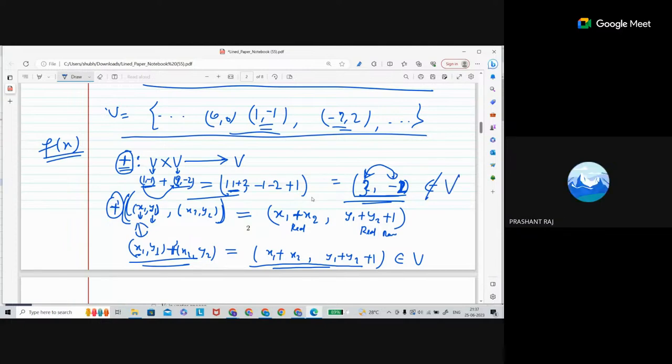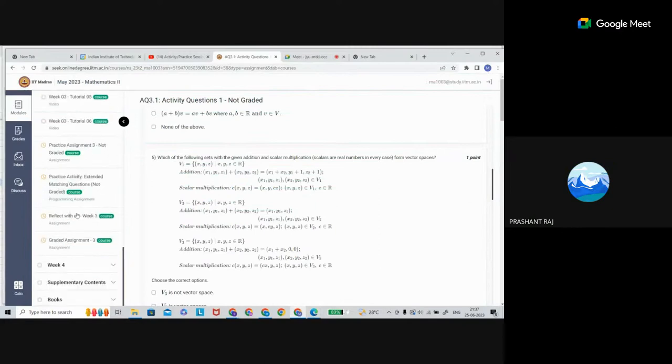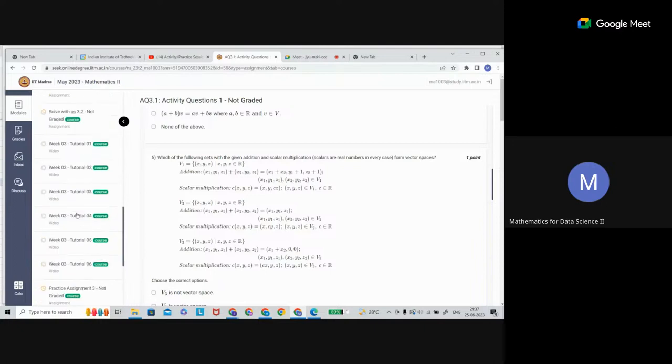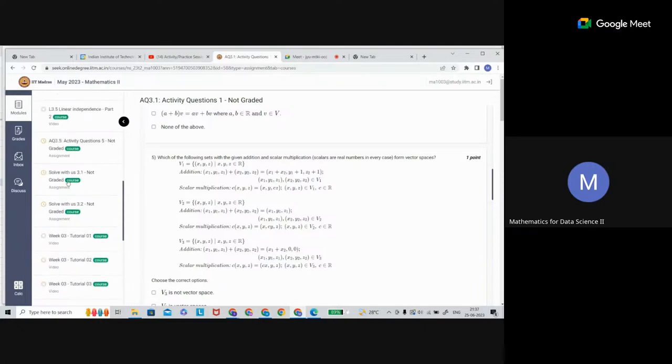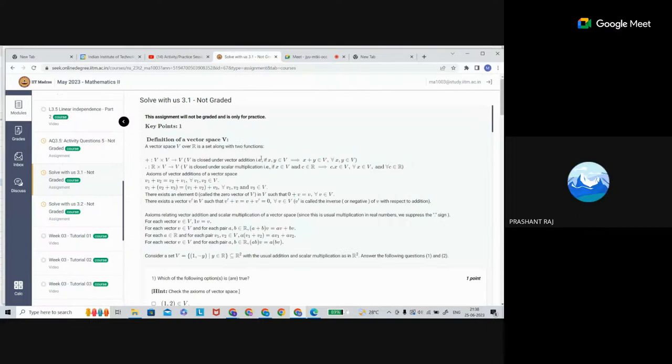So V is not a vector space. My addition is not giving zero, so V will not be a vector space. In this case, one extra operation remains, the scalar multiplication, which I haven't given till now. But one operation has failed, and then it is not a vector space. So that's the thing here.